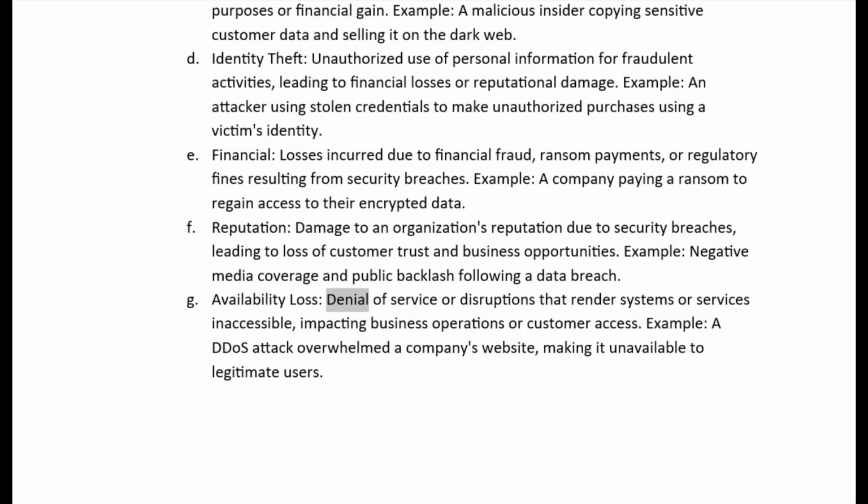Availability loss: denial of service or disruptions that render systems or services inaccessible, impacting business operations or customer access. Example: a DDoS attack overwhelmed a company's website, making it unavailable to legitimate users.